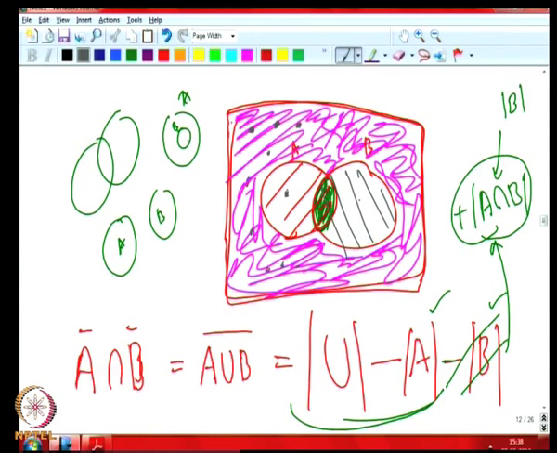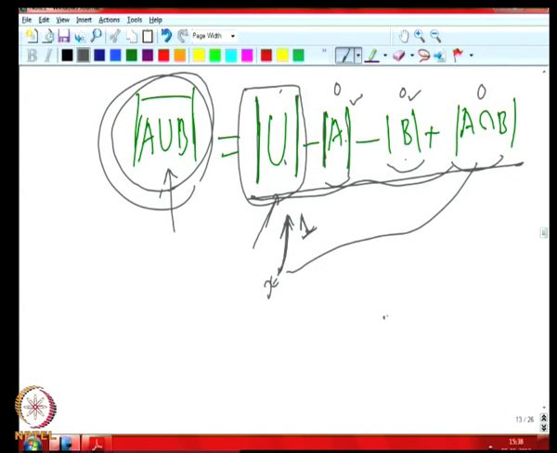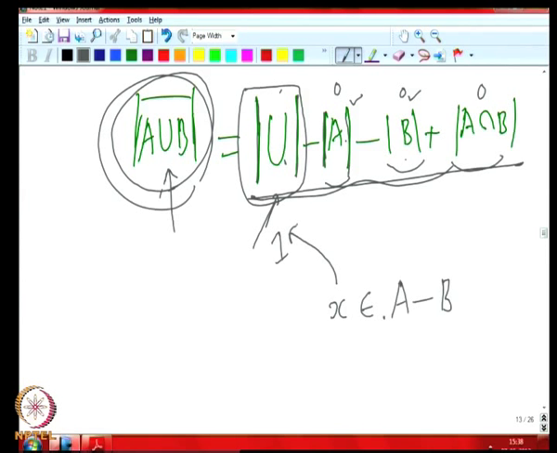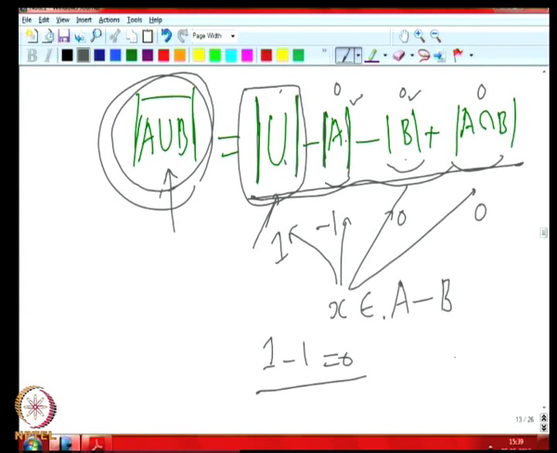We can see inside A alone, right? A minus B part. So suppose a particular x belongs to the A minus B part, it belongs to only A, then definitely here it is contributing 1, because x belongs to U. And here it is contributing minus 1, right? This is minus cardinality of A. Here it is not contributing anything, that means 0, because it is not part of this. So it is 1 minus 1, 0 is the total contribution coming for that particular x, right?